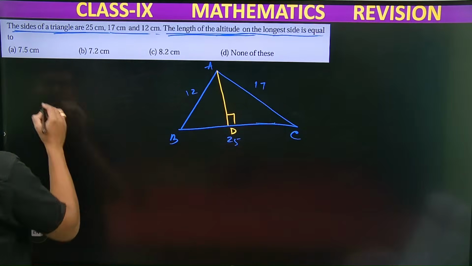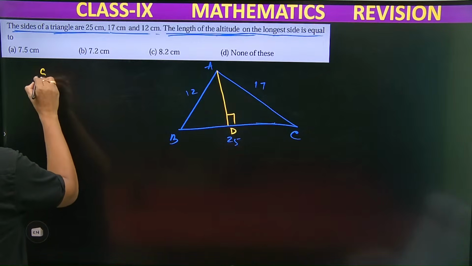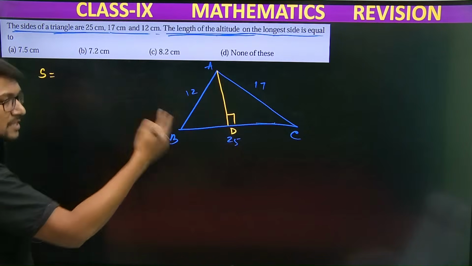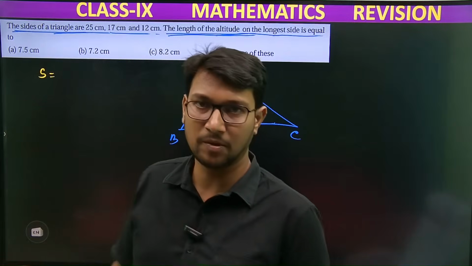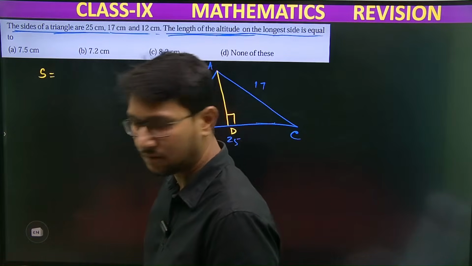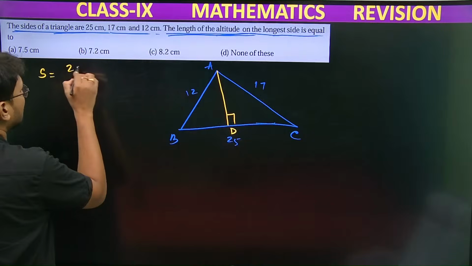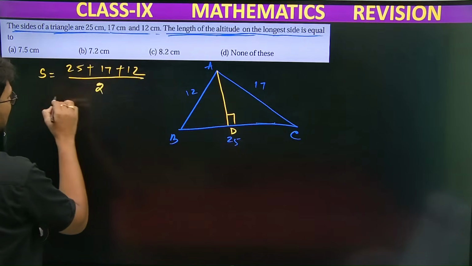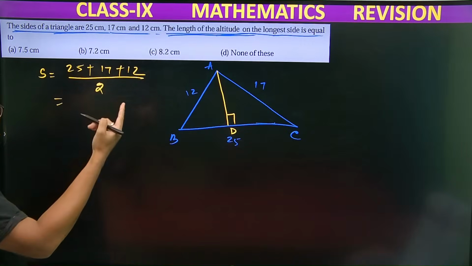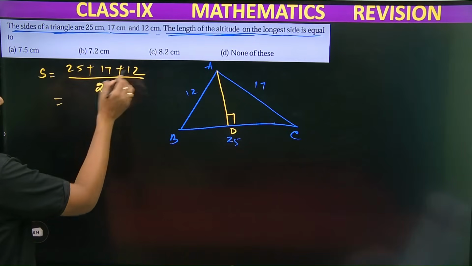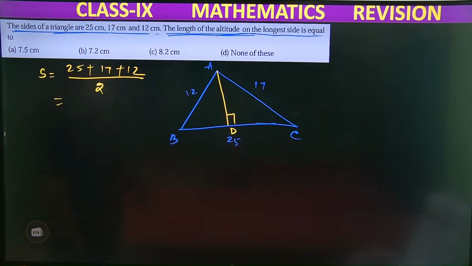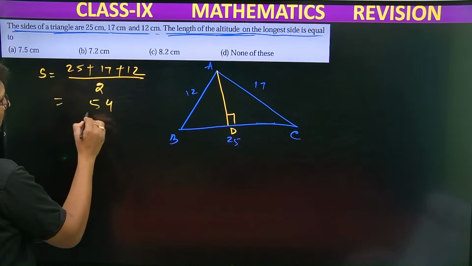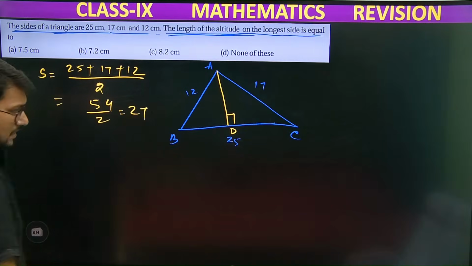How can you solve this question? Though Heron's formula, for finding the area, you have to find the semi-perimeter. What is the formula of semi-perimeter? S equals the sum of three sides, 25 plus 17 plus 12, divided by 2. That is, perimeter by 2 is semi-perimeter. The perimeter is 54, and 54 by 2 is 27. So S is 27.